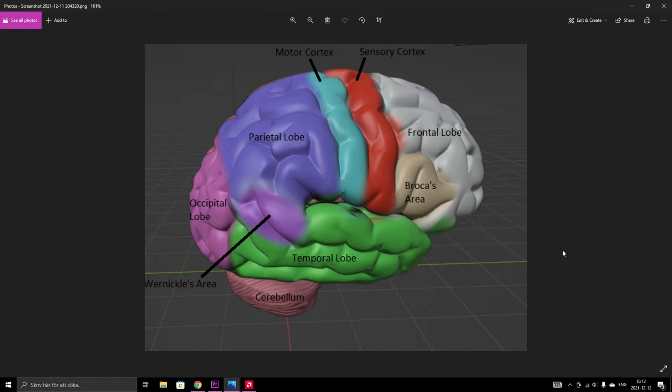Hi, this is our brain model that I made in Blender, and this is the frontal lobe. This portion of the brain is involved in voluntary movement, expressive language, and executive functions like planning and organizing.